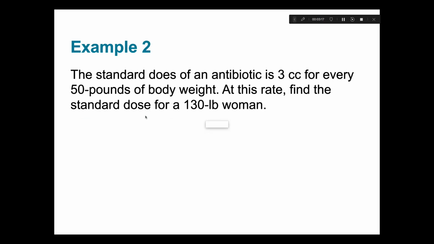Second question, the standard dose of antibiotics is 3 cc's for every 50 pounds of body weight. At this rate, find the dose for a 130-pound woman. What are our 2 labels that we need to set up our ratio? Pounds and cc's.